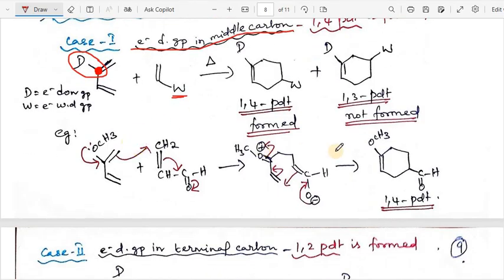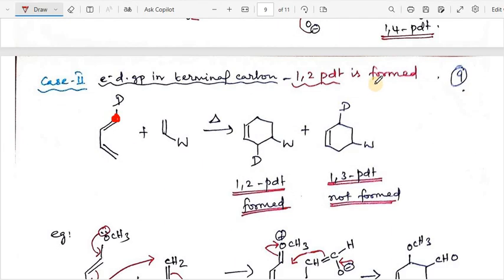This is the mechanism given here. Here OCH3 is an electron donating group, and the aldehyde group is an electron withdrawing group in the dienophile. The mechanism goes this way, and there is formation of the 1,4 product. Even though there is a possibility for the 1,3 product, it is not formed here. That is case 1.